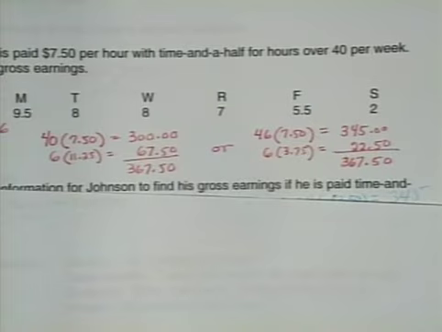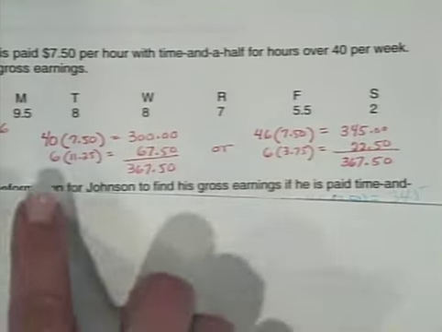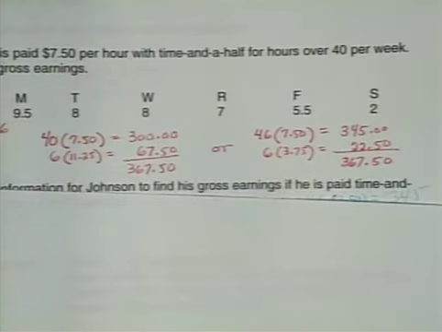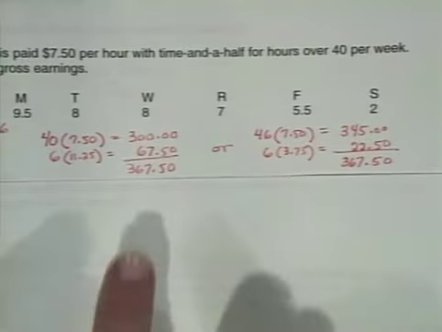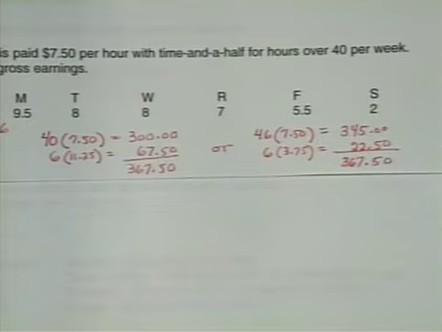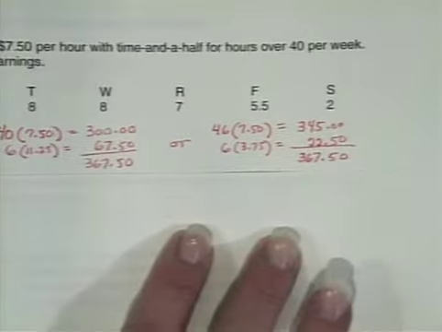How would I come up with what his overtime wages would be? He gets 1.5 times $7.50. Overtime hours are paid at a rate of $11.25. So you'd extend that by taking 6 times $11.25, getting $67.50. Add those two up, and I find that Johnson's gross wages are $367.50.